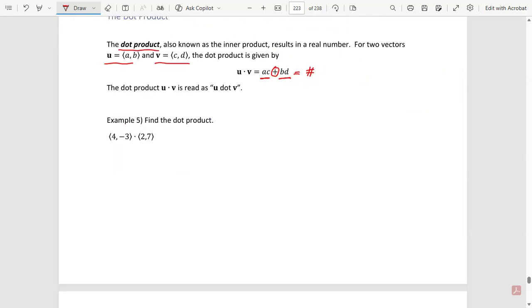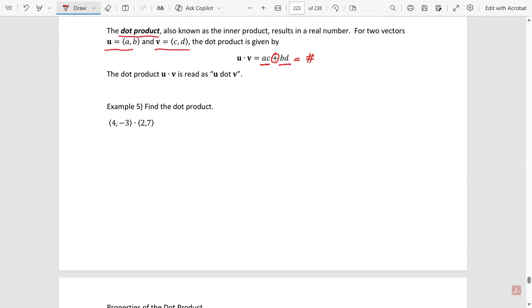For example, we want to find the dot product for these two vectors. So what do we do? We have to multiply the horizontal component, x values, 4 times 2. We have to multiply the vertical components, y values, and then add them together. And I know 4 times 2 is 8, negative 3 times 7 is negative 21, and 8 minus 21 is negative 13. And you can see that the final answer after the dot product is just a number, just a real number. It can be positive, it can be negative, or it can be 0.